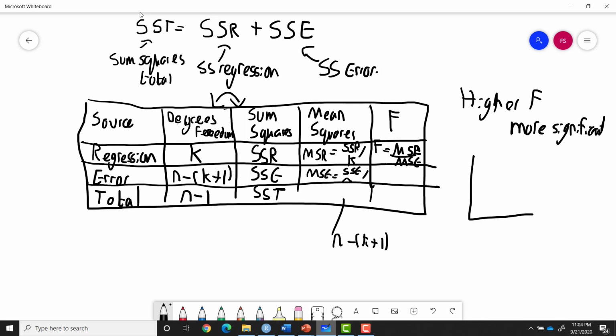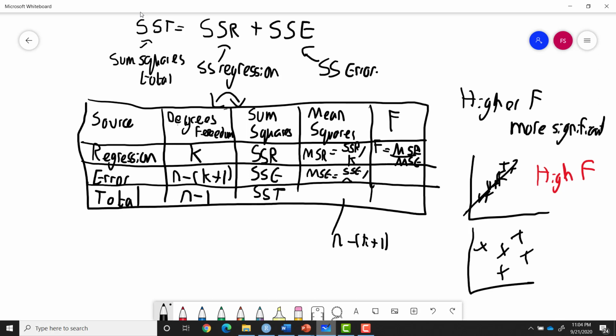So if we had this diagram, and we have a really strong line, and everything's really close to the line, then that's going to be a high F. But if we have, say, no real line, and we got a big error, then this is going to be a low F.